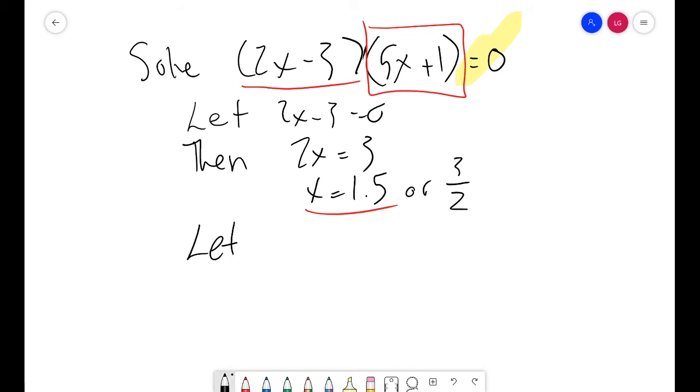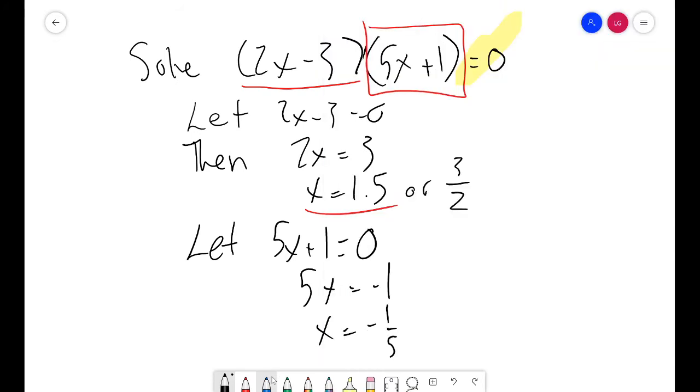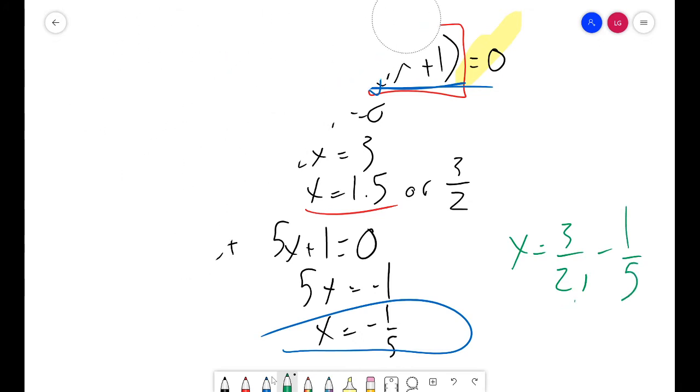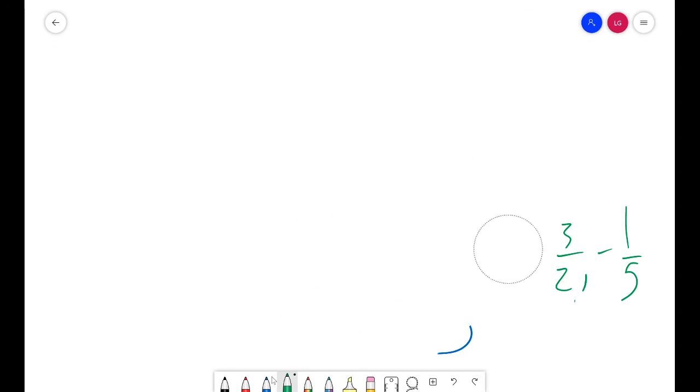So similarly, if we let 5x plus 1 be 0, we want to figure out when that could happen. Well, it'll be at x equals negative 1/5. And when x is negative 1/5, then this is 0 and this is not, but the resulting multiplication is. So the answers here would be x equals 3/2 and negative 1/5. So it's a simple example, one that we've looked at, or cousins to it, many, many times.